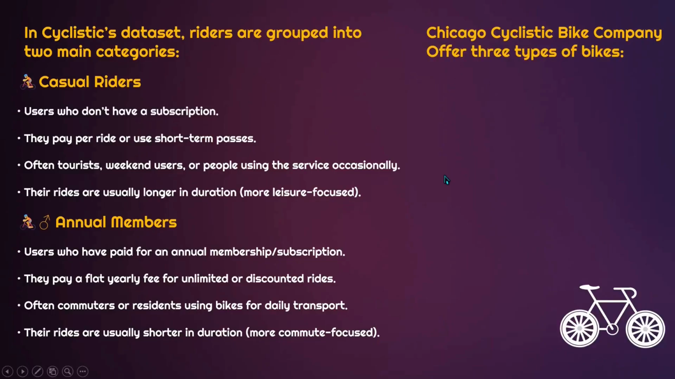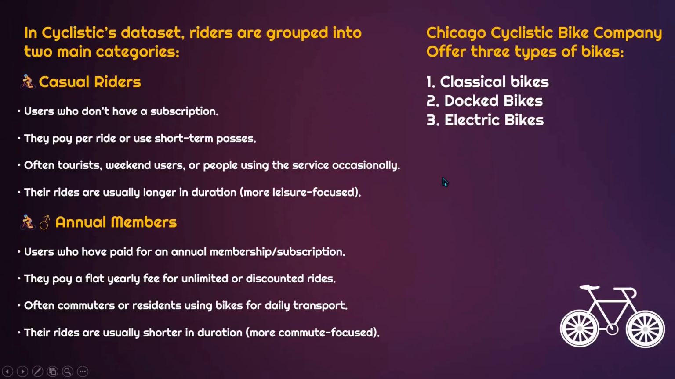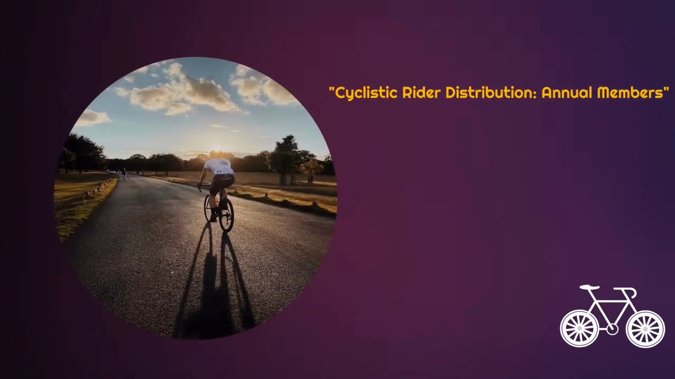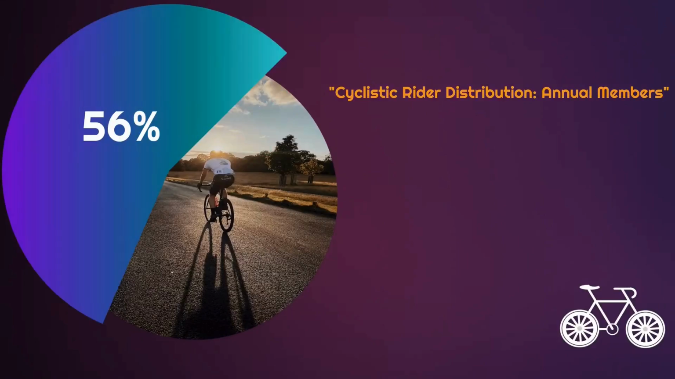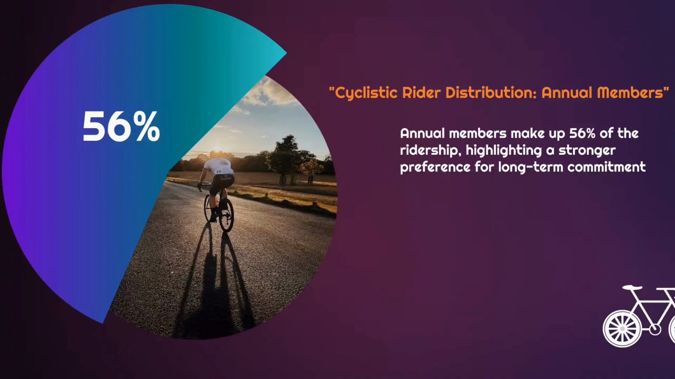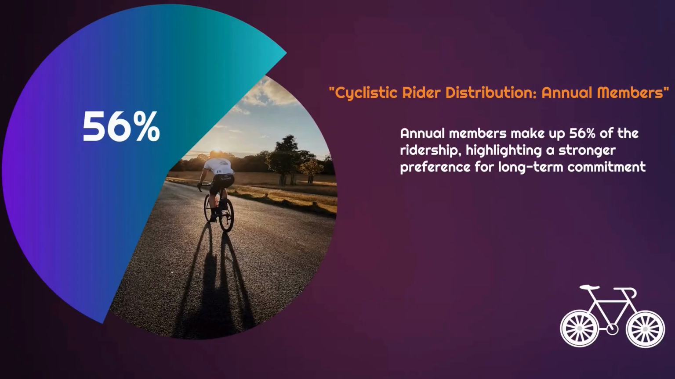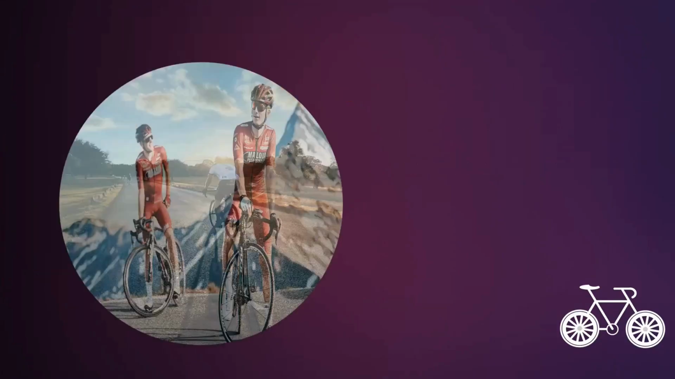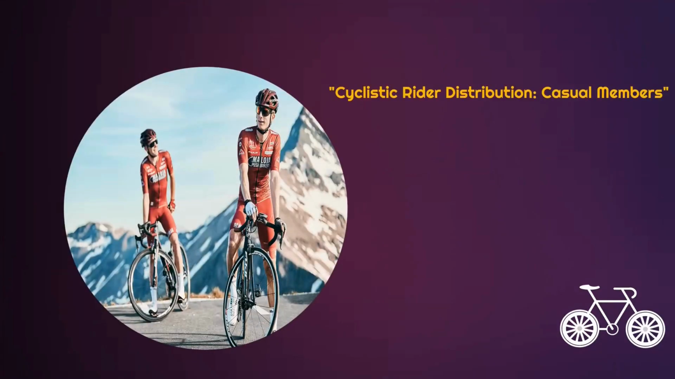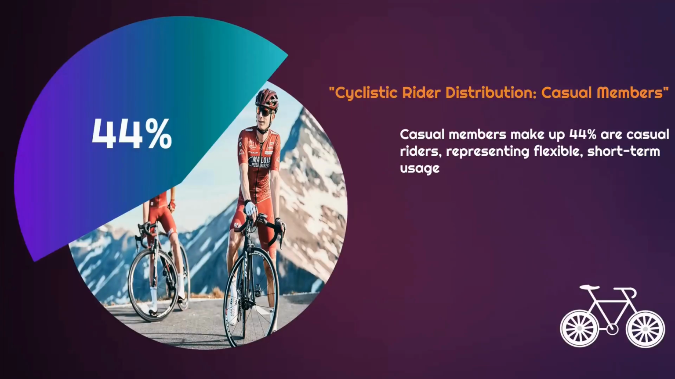One more thing I would like to add is that Chicago Cyclistic Bike Company offers three types of bike services. Number one, classic bikes. Number two, dock bikes. And number three, electric bikes. Further, if we want to check the user-based distribution of Cyclistic riders, annual members make up 56% of the ridership, highlighting a stronger preference for long-term commitment. And when we compare them with casual members, they make up 44% of the ridership, representing flexible and short-term usage.